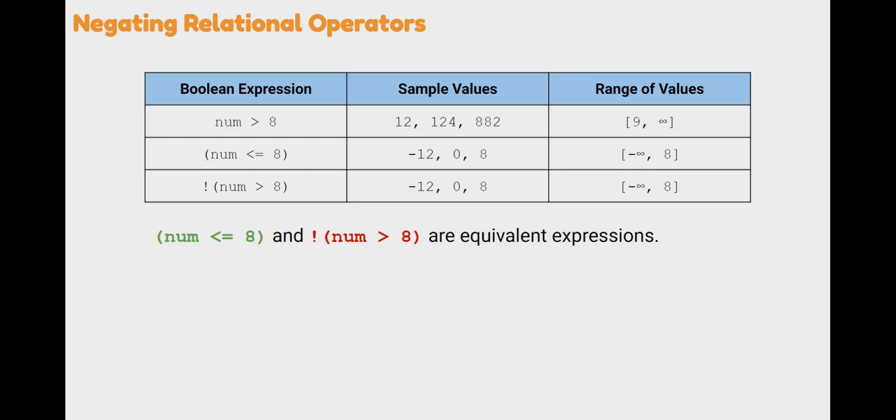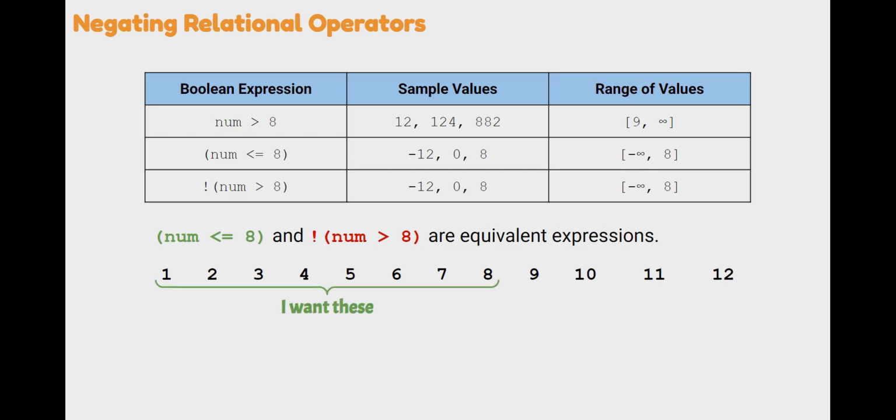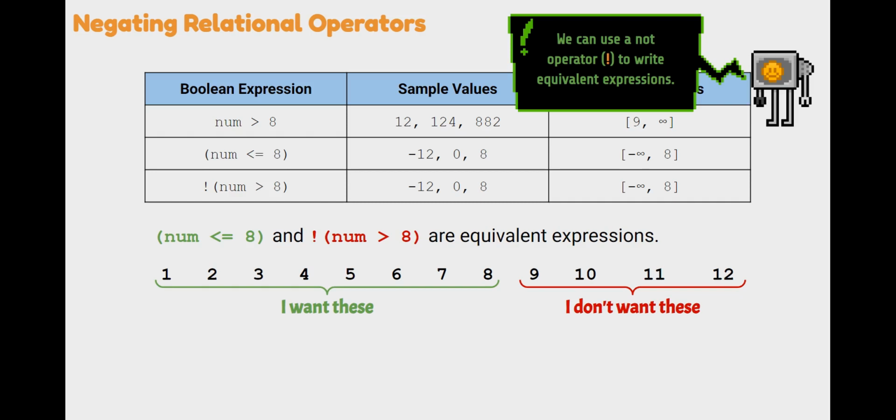When we say num less than or equal to 8 and not numbers that are greater than 8, those are equivalent expressions. Taking a look at just a portion of a number line, when we say we want numbers that are less than or equal to 8, that means we want numbers in this range. If we say we don't want numbers that are greater than 8, we are saying we don't want these numbers, which then just leaves us the numbers 1 through 8 on this number line. Those are the numbers that are not greater than 8.